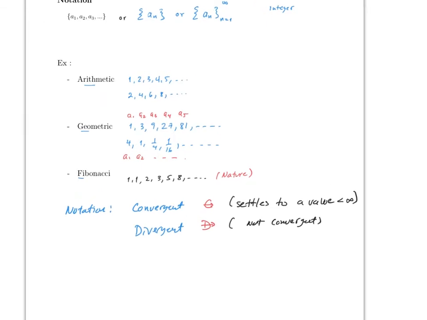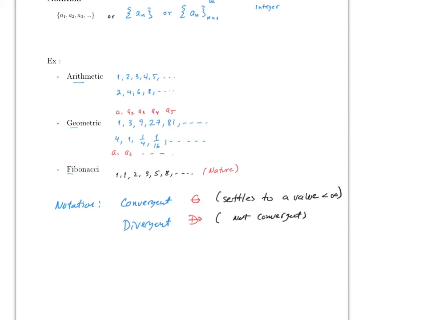Okay, so for example, this one is divergent because this one keeps going to infinity. Same thing for this one. This will also be divergent. Okay, same thing here, but this one will be convergent. Why? Because notice the numbers are getting smaller and smaller. This actually converges to 0, and this one goes to infinity. That's why it's divergent. Same thing here. It goes to infinity.